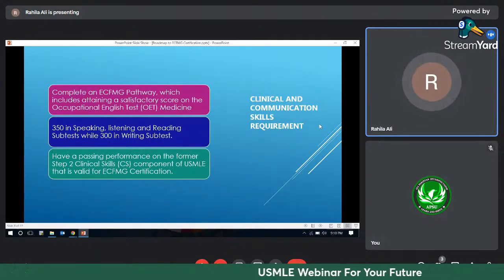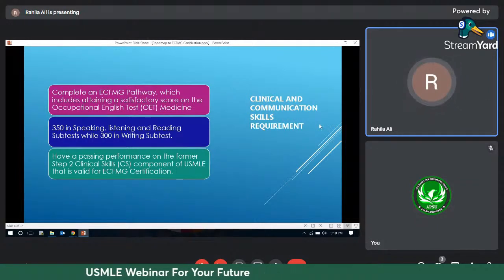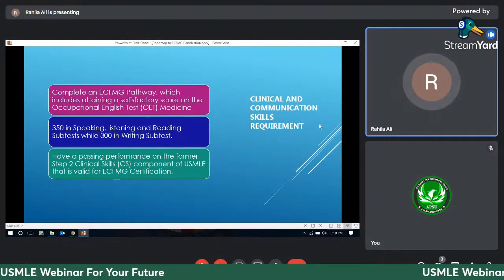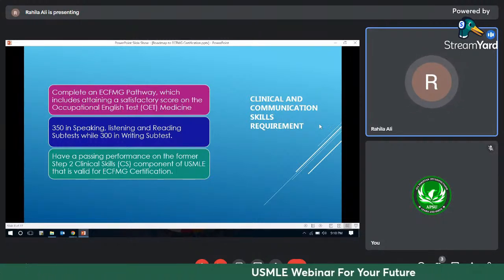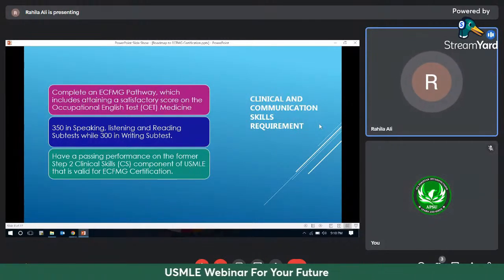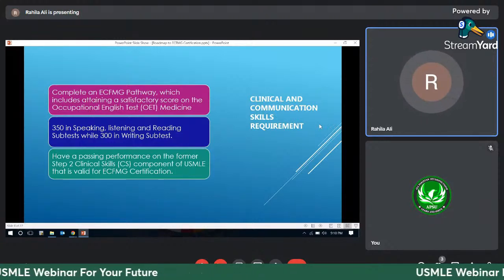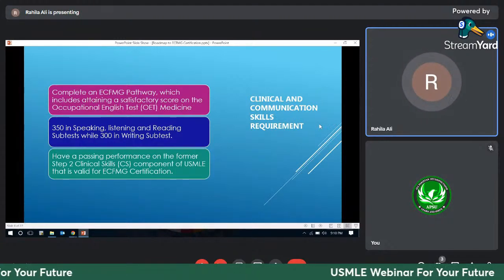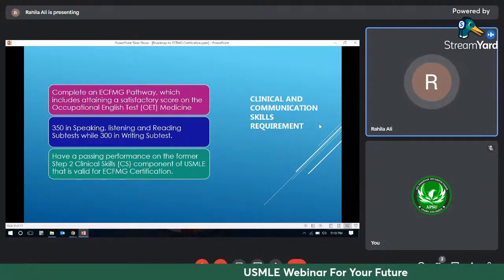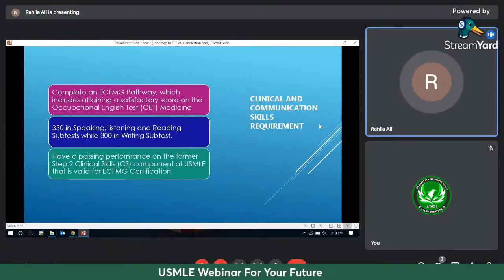To complete a pathway, what you need is Step 1 and Step 2. You have completed Step 1 and Step 2. We will discuss how to prepare for Step 1 and Step 2, and the strategies for each. After that, for the pathway, nowadays the most important thing is the OET, which is the Occupational English Test for doctors and med students only.